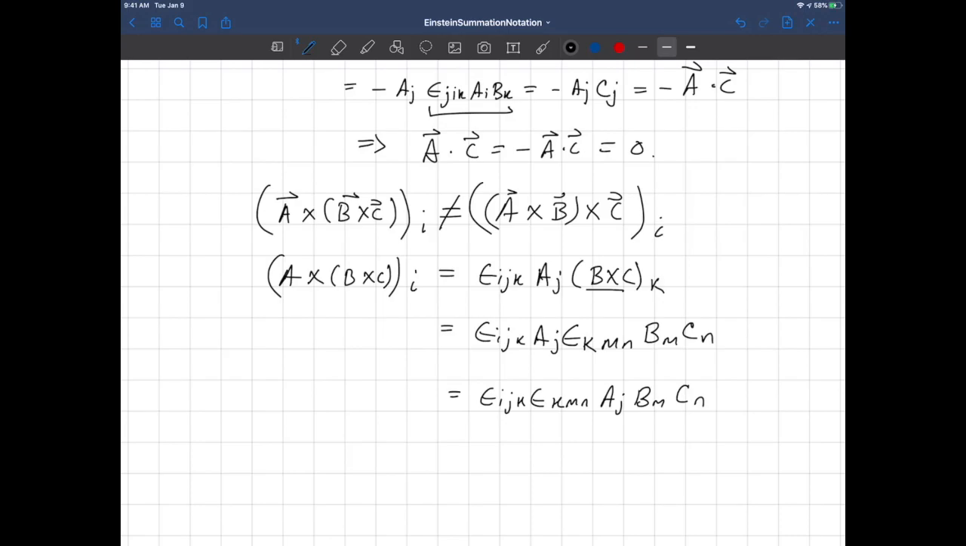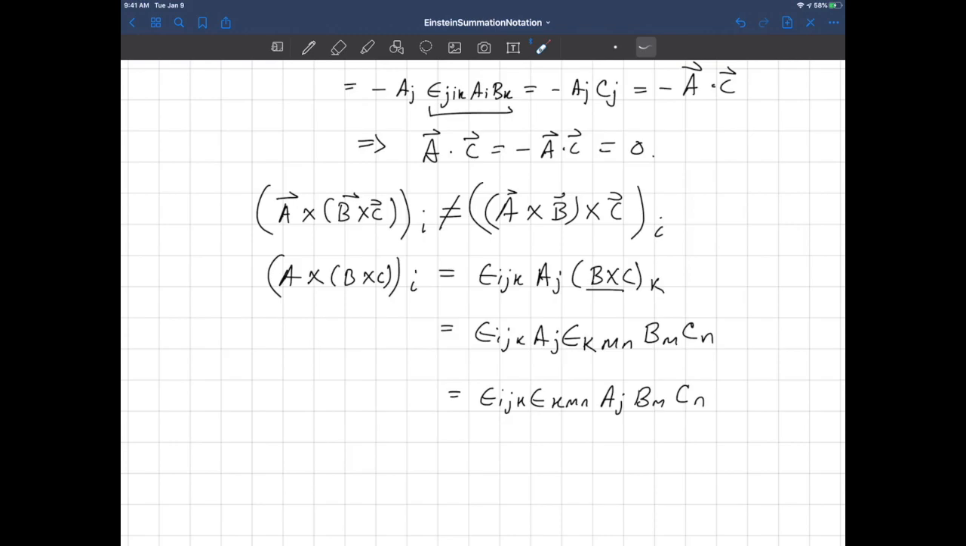Which, if you look at this, you might say, okay, great, I can rewrite them, but how did that help me? What did that do? Well, what we now get is something interesting, and that is we see that there's actually a sum between our epsilon tensors, because these k's are repeated, they're summed over.